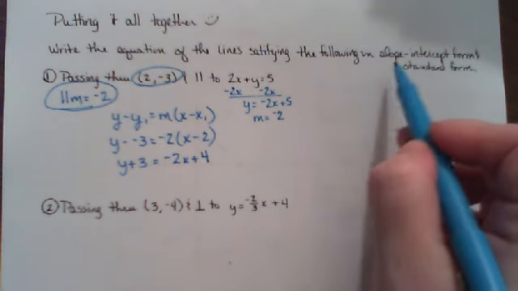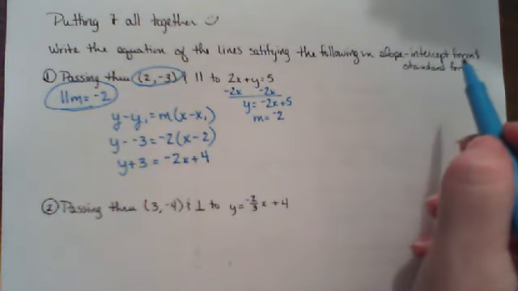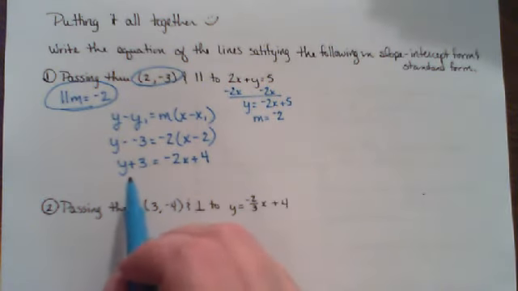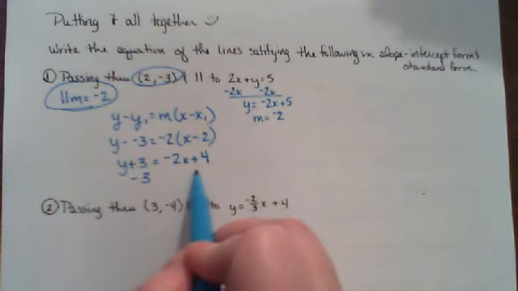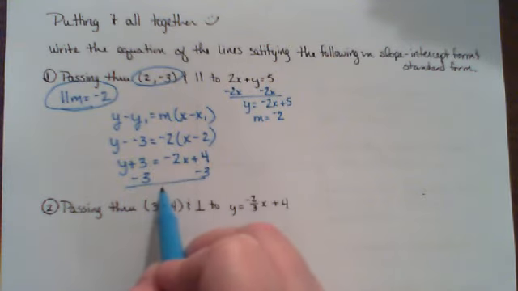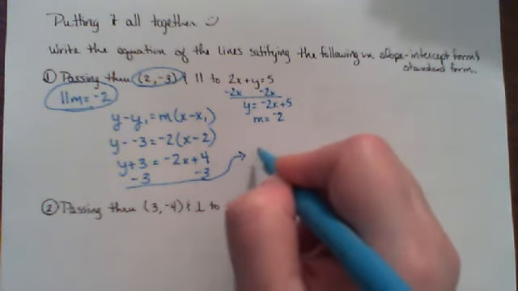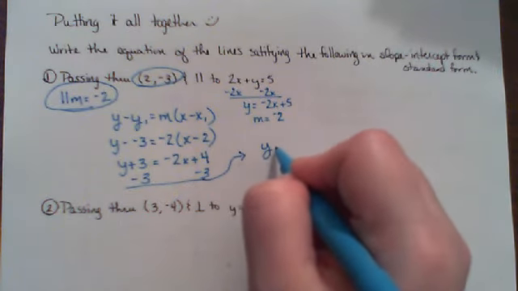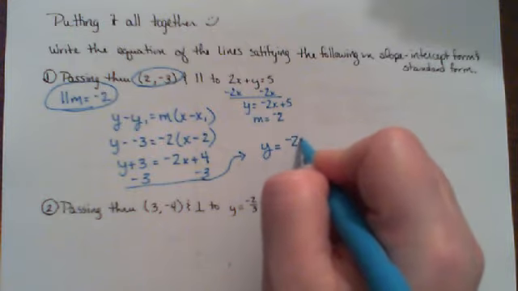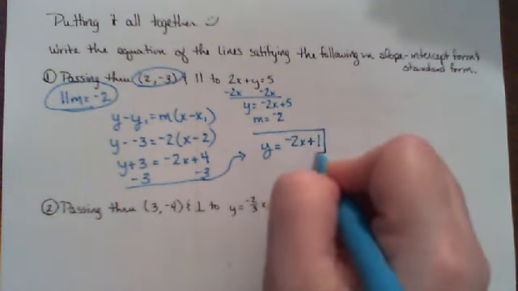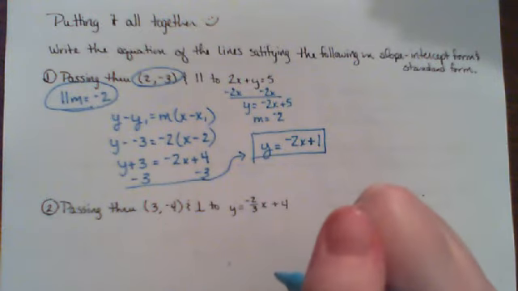Now, they say they want my answer in slope-intercept form and they want it in standard form. So I have to have 2 answers. I don't have either one right now, but I know if I get my y by itself, by subtracting the 3, that would give me y equals -2x plus 1. And that is in slope-intercept form.